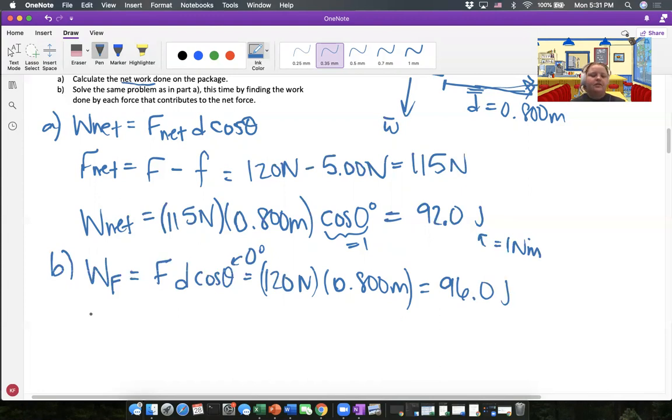Now I'm going to do the same thing with my frictional force. Take my small frictional force, multiply it by my cosine of theta.